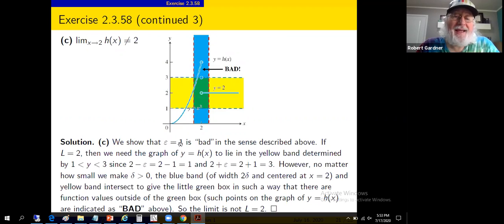So we're looking for bad epsilons. Epsilon equals 1 works. Anything less than 2, in fact, will work as long as it's positive to give us those bad values outside of the yellow band. And of course, the idea is epsilon should be thought of as little.